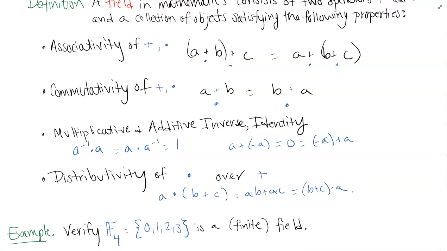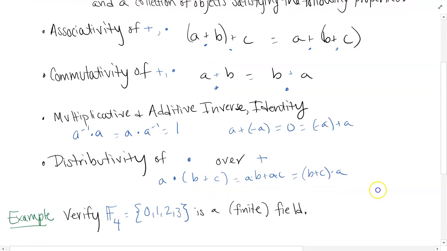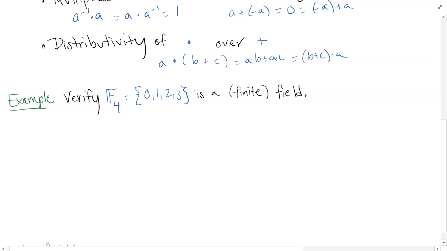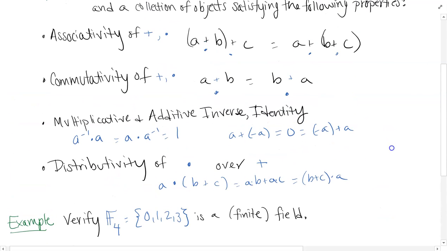There's a lot embedded in there, and so what I would encourage you to do is show that F4 is a field. Notice that 4 is certainly not a prime number, and it's just saying that it's a finite field with 4 elements that are 0, 1, 2, and 3. I want you to pause the video and think about how you would show all 4 of these properties for F4.